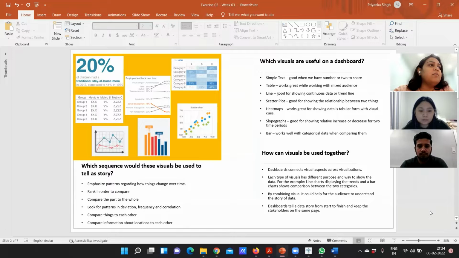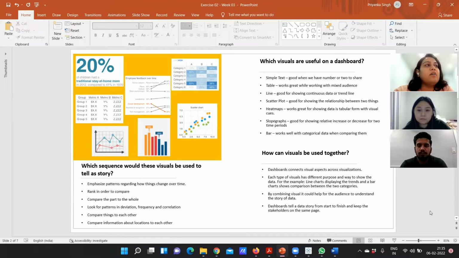Here we are answering task 1, wherein the first question was which visuals are useful on a dashboard. Most importantly, simple text is useful whenever we have to represent a number or two, like we have shown here. Then tables work great with a mixed audience so that people can concentrate on their area. Line is good for showing continuous data or a trend. Scatter plot is good for showing the relationship between two things, so as to see how they're connected.